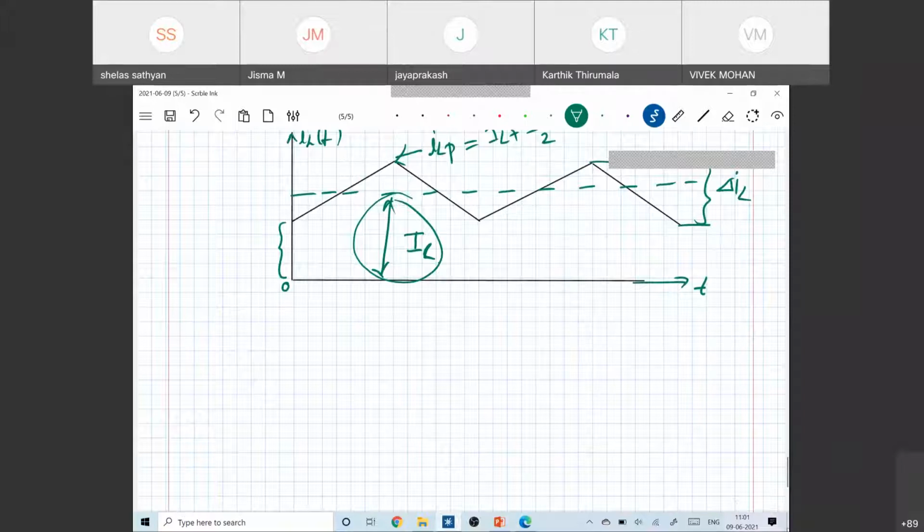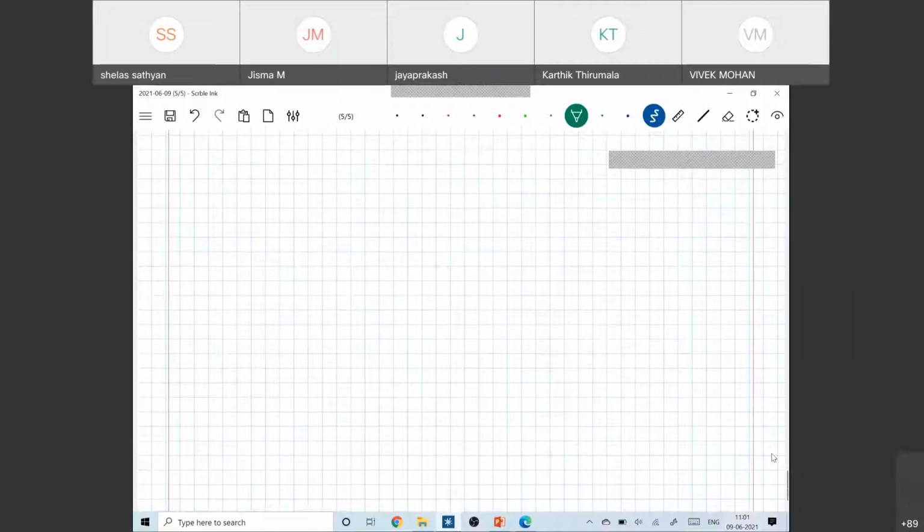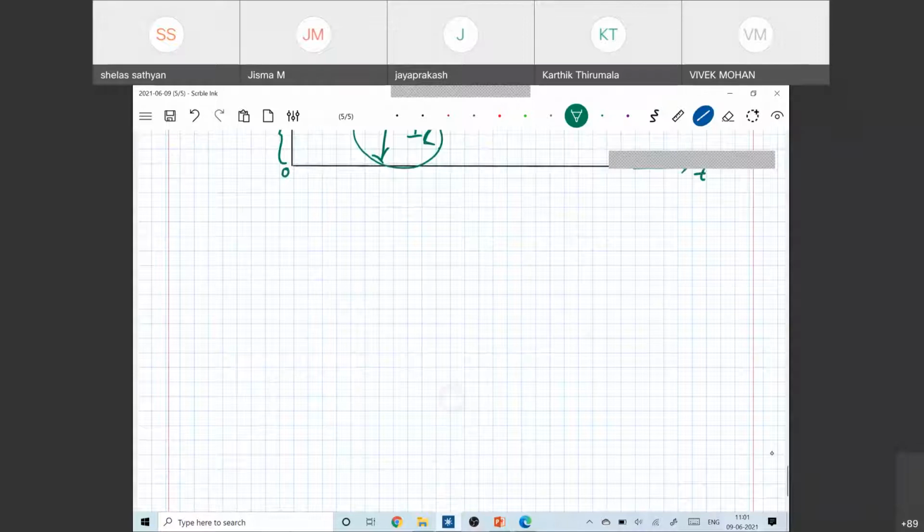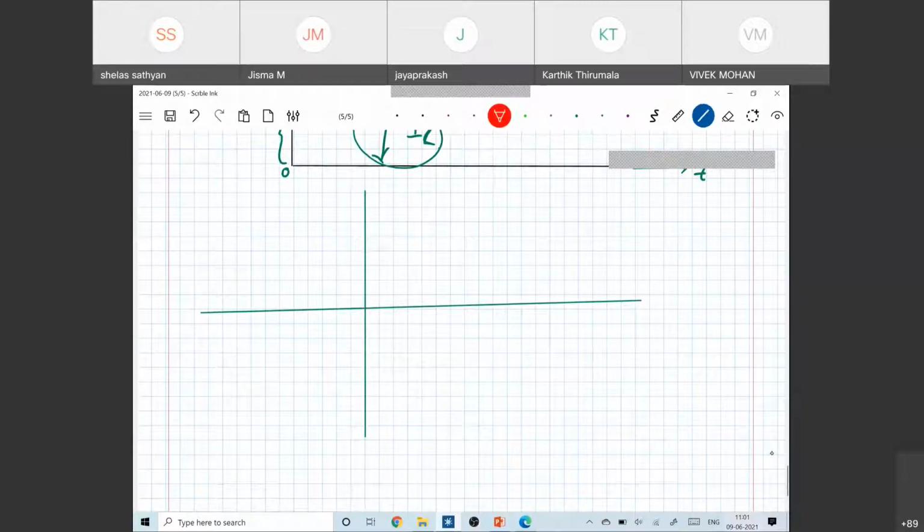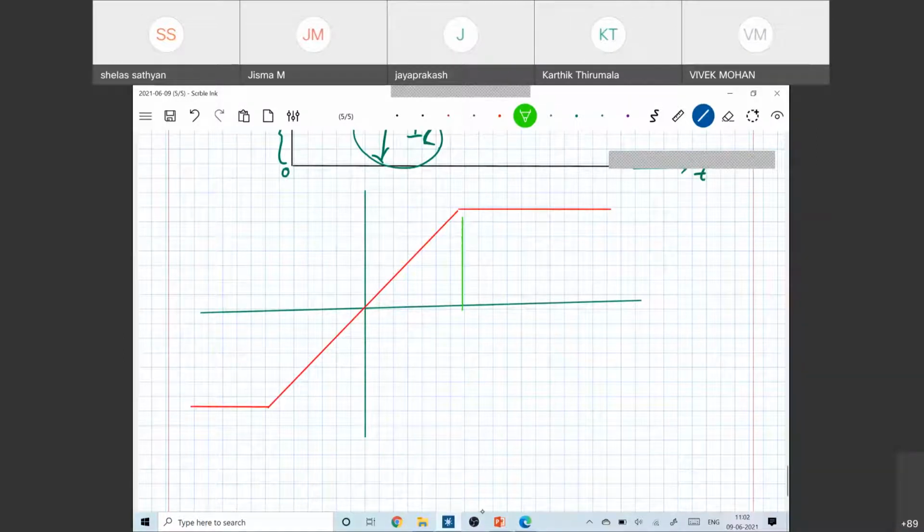Why is it getting saturated? If you don't have any DC bias current, that means there is no DC component in our inductor current. In that case, if you see, our BH curve will be like this, and it may saturate somewhere here. So this is the point where my inductor is getting saturated.